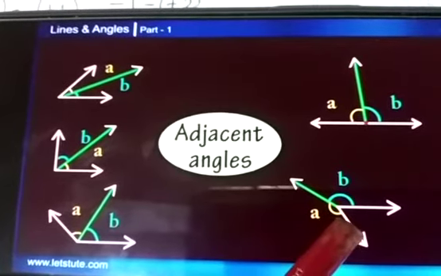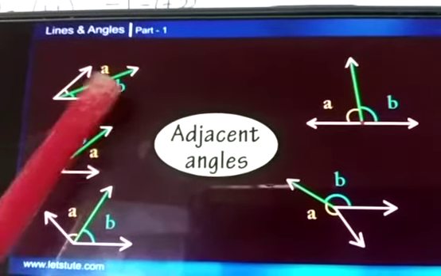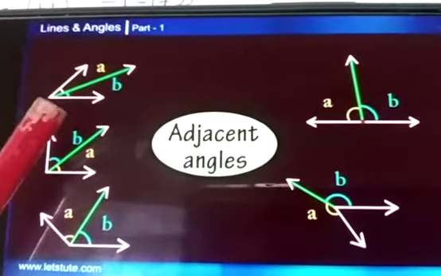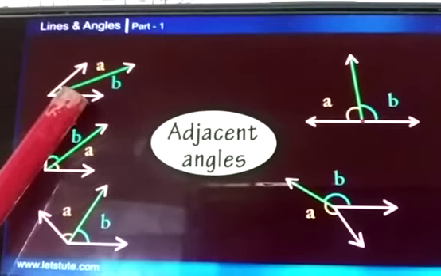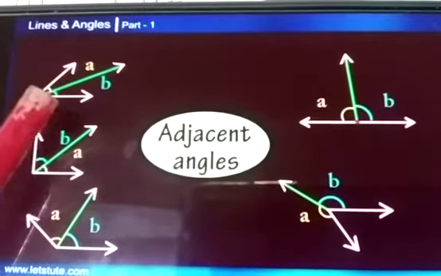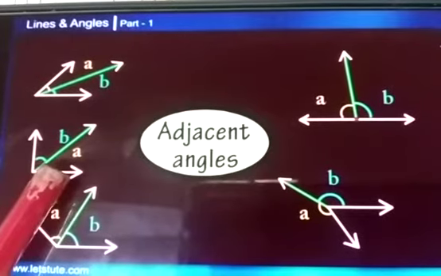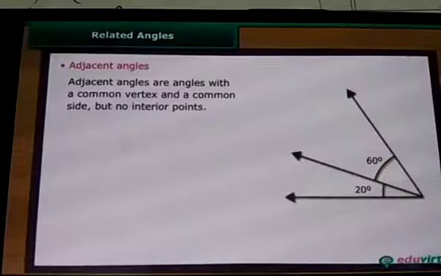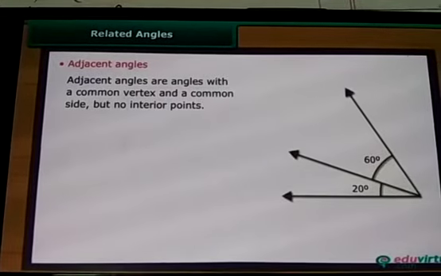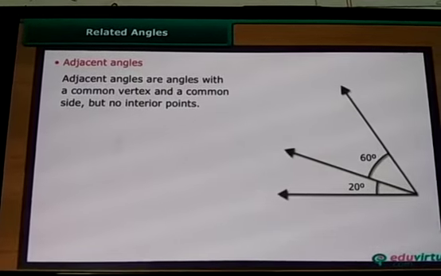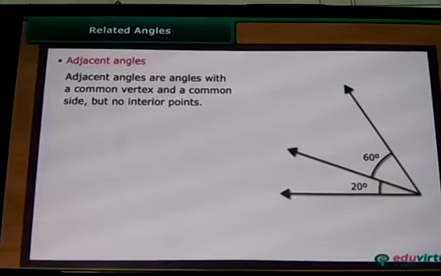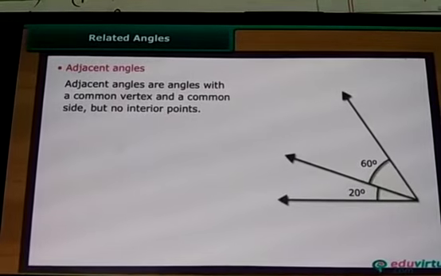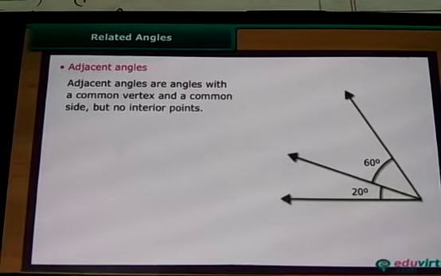So whenever a line segment cuts an angle, it is known as adjacent. These two angles, which are formed here in between everywhere, are adjacent angles. Angle A and angle B are adjacent angles. See, what are adjacent angles? Adjacent angles are angles with a common vertex, a common side, but no interior points.